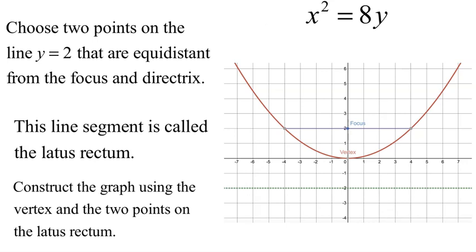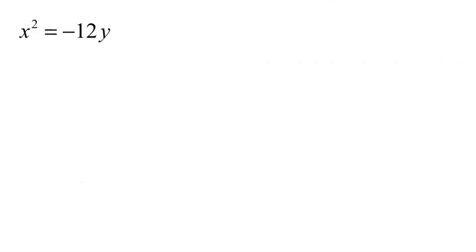Next up, I'm going to have x squared equals negative 12y, which is still an x squared equals 4ay, but this time a is negative. It'll be opening downward.